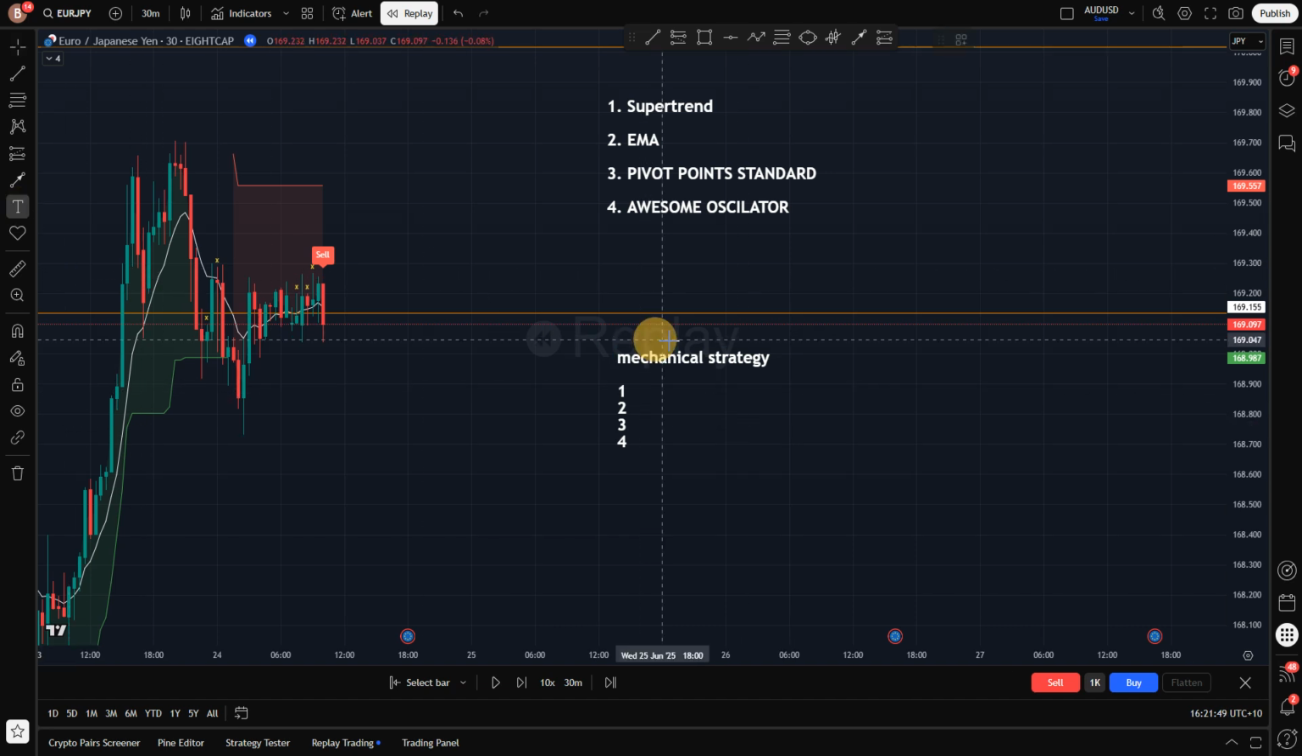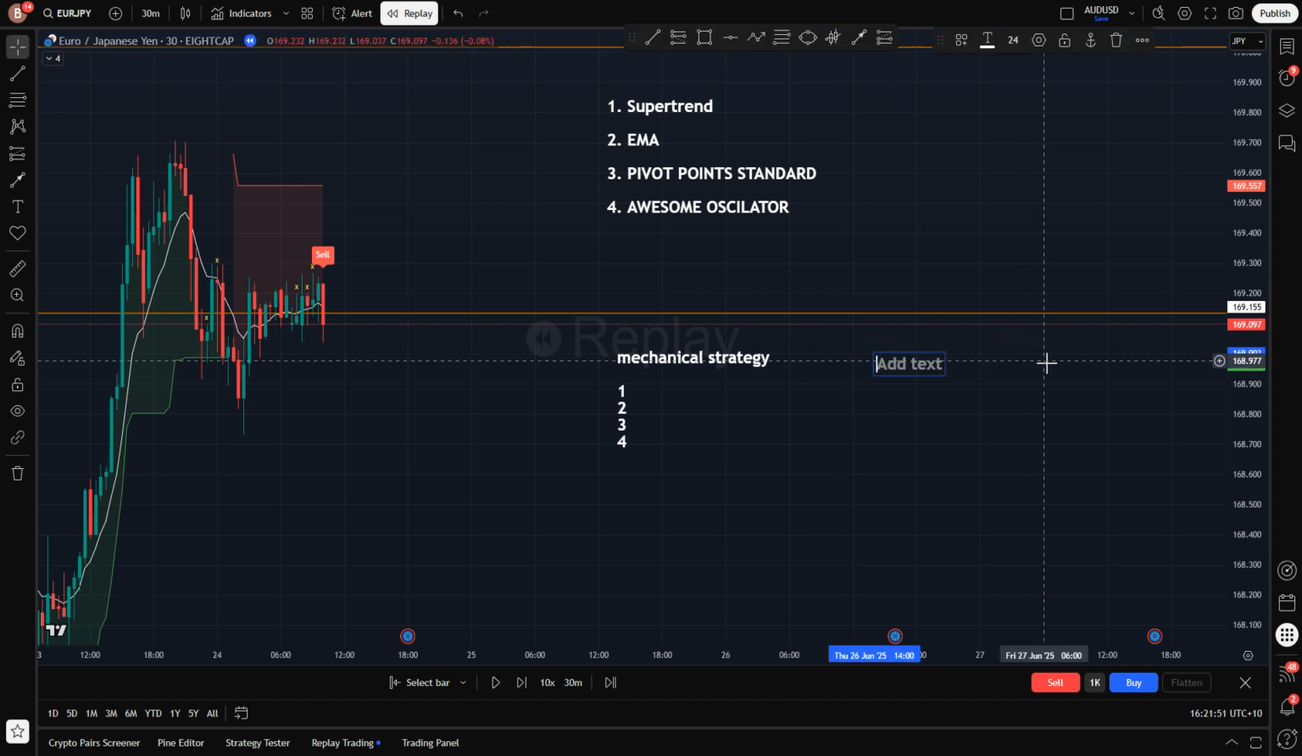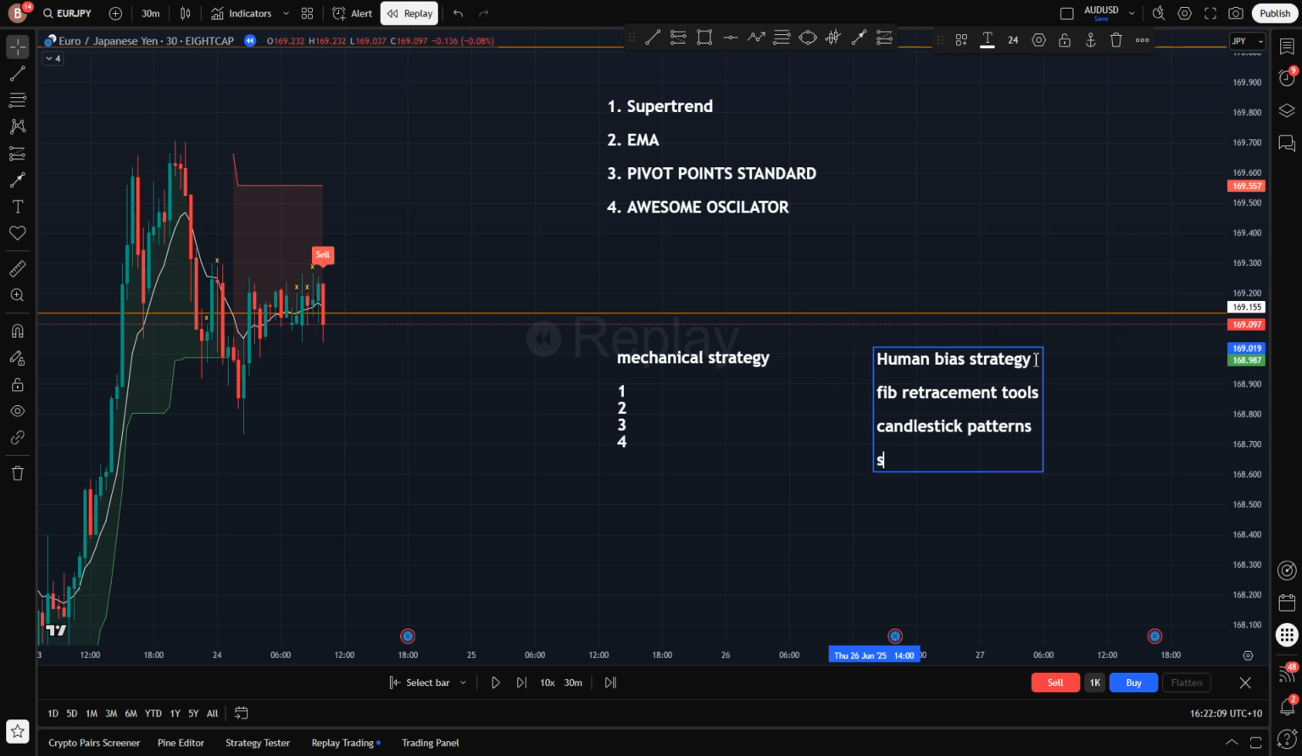The problem with a non-mechanical strategy, let's call it a human bias strategy, is this. If you're using things like fib retracement tools, whether you're using candlestick patterns, if you are drawing out even support and resistance lines by yourself, you are going to run into human bias. You cannot be consistent.